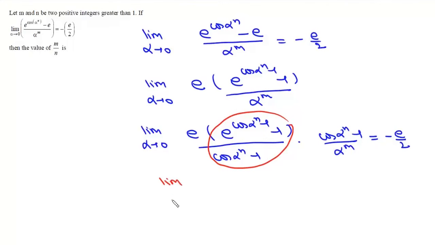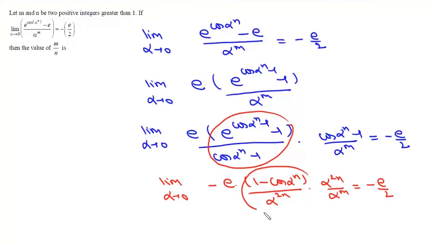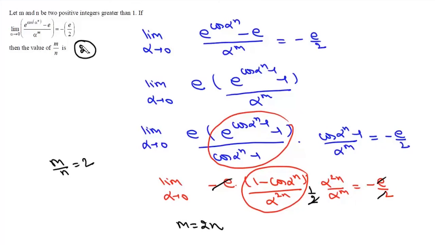So we write this as limit alpha tends to 0, and we know that if we take this minus common, we can write this as (1 minus cos alpha) to the power n, and if we divide and multiply it with alpha to the power 2n, then this also becomes a standard limit whose value is 1 by 2. So we'll put 1 by 2 here. Now 2 will cancel, minus e will also cancel. So from here we'll get this condition that the value of m must be equal to 2n. So the value of m by n must be 2, and that is the answer to this question.